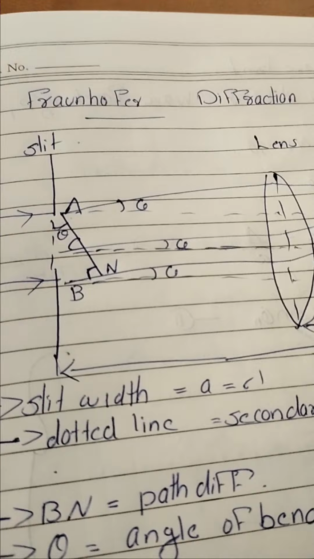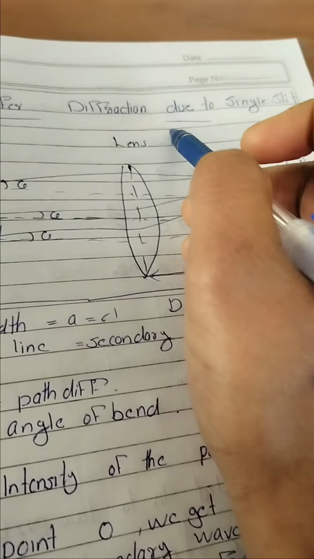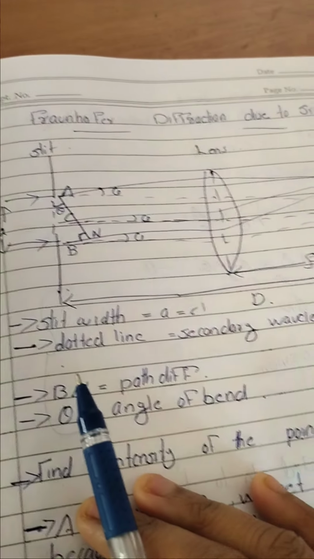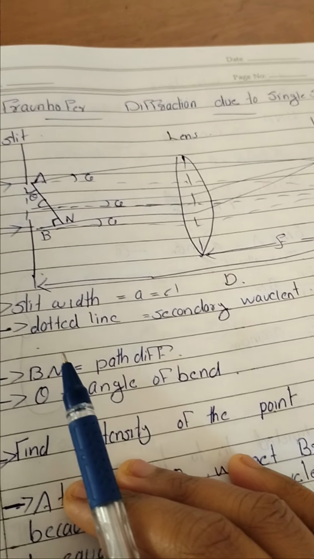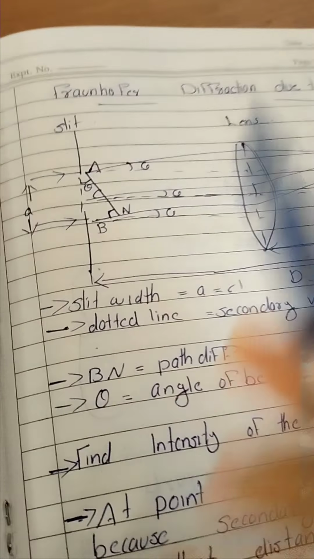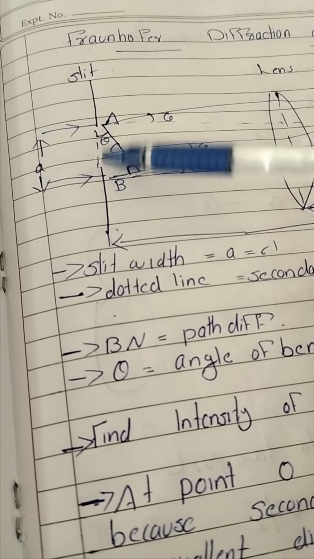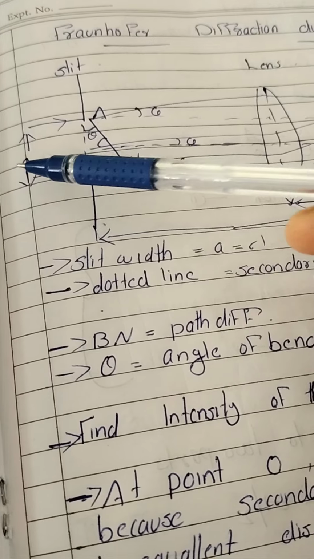Today's class topic is a continuation of the same chapter, Fraunhofer diffraction due to a single slit. We already started this topic and completed the diagram also. You can see here the slit is AB, and a plane wavefront is entering the slit.